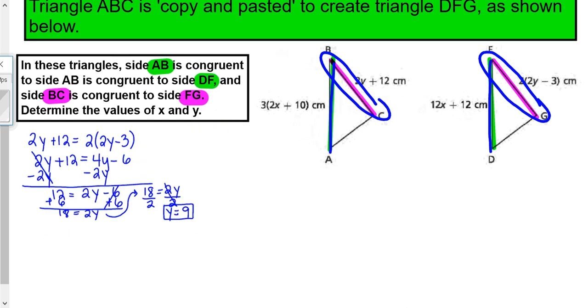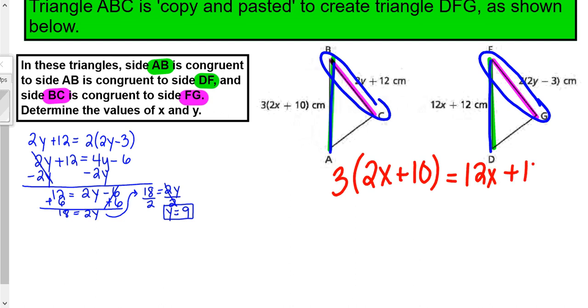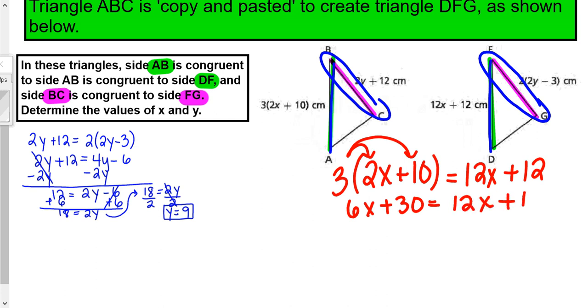Okay, now that you've had a chance to make an attempt at the second question, we'll go over it together. I did leave the work to the first one on the side in blue for your reference. If we look together, we're going to set up our equation here, and we have 3 in parentheses 2x plus 10 equals 12x plus 12. Okay, using the distributive property, we have 6x plus 30 equals 12x plus 12.